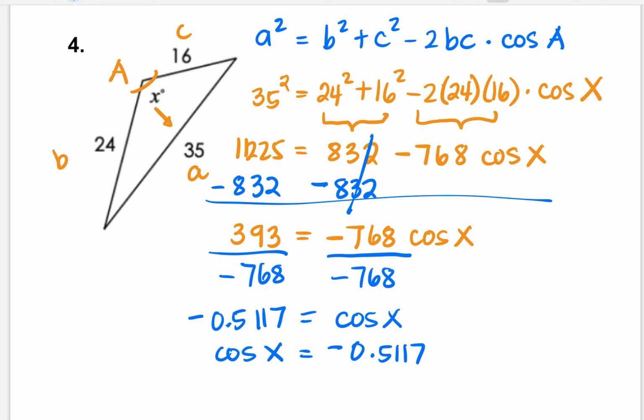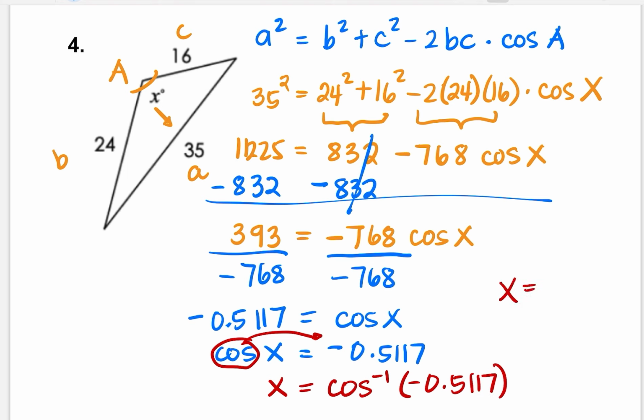Now, remember, we're trying to get the x by itself, so we're going to take the inverse of cosine, bring this over to the other side, because we are trying to get x by itself. So that would leave x by itself on the left side. Inverse of cosine times negative 0.5117. Therefore, the value of x is going to be 120.8 if we're to use tenths place degrees.